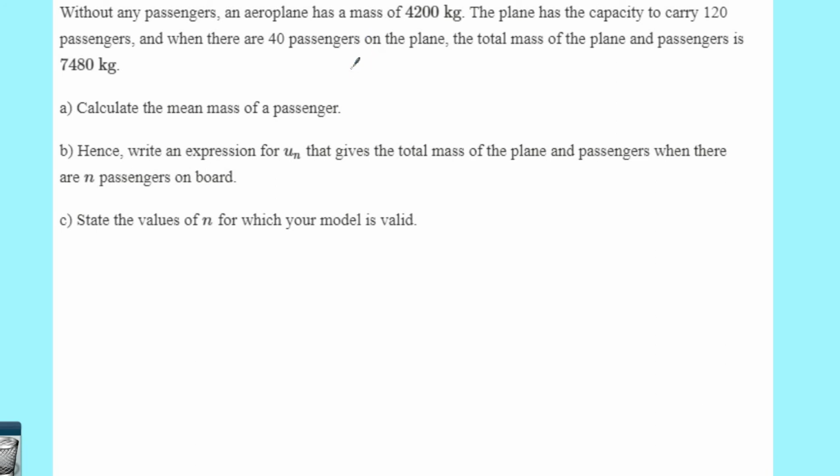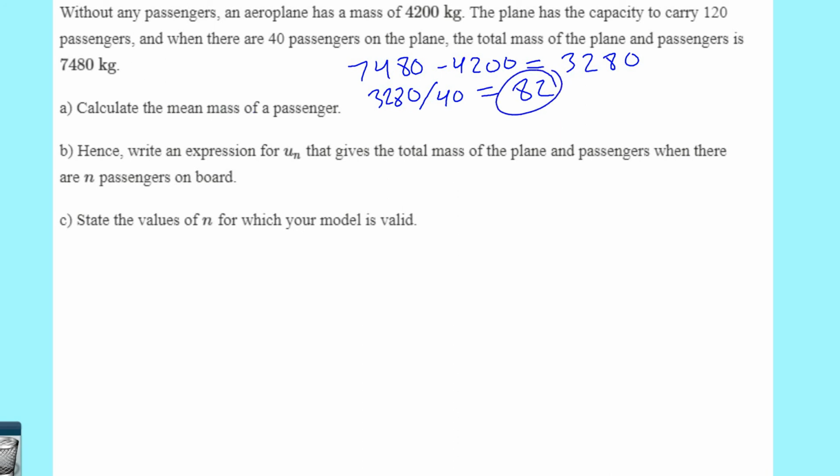Okay. So we take the airplane, which has 4,200, and we're going to take that away from 7,480. This is how much the passengers are going to weigh, so that would be 3,280. Since there are 40 passengers on the plane, we want to find the average. So we take 3,280 and divide it by 40. Let's see, what do we get there? I've been messing up, so I'm just going to use my calculator. 82. The average weight of a passenger is 82.